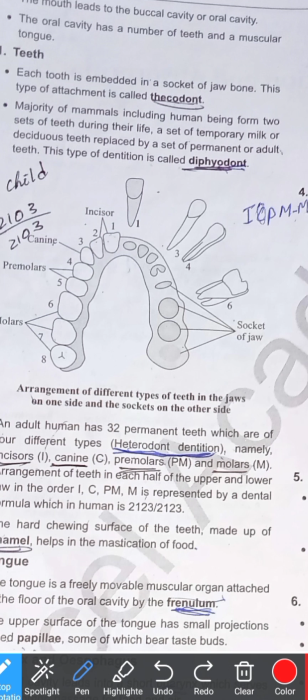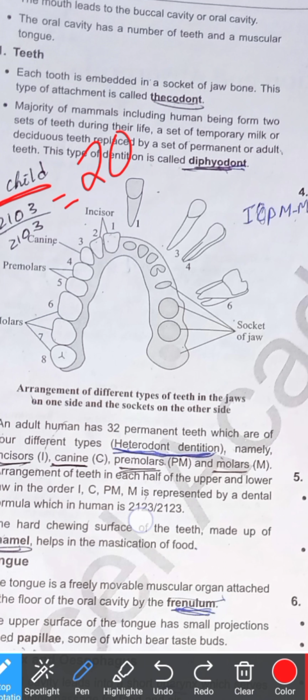Now we are going to learn about the dentition formula in a child. What is the dentition formula for a child? It is 2102 divided by 2102 multiplied by 2, which totally gives rise to 20 teeth in childhood. These are the primary teeth, which will be replaced by the permanent teeth.